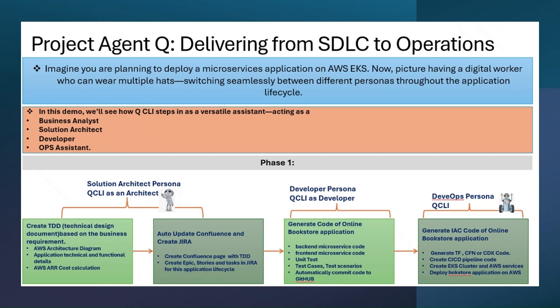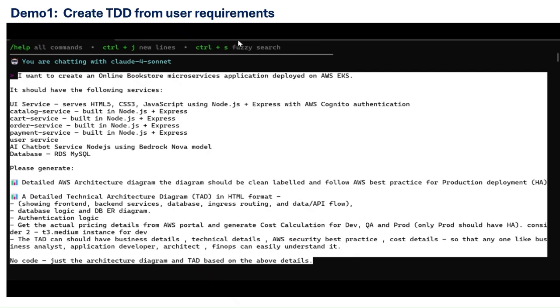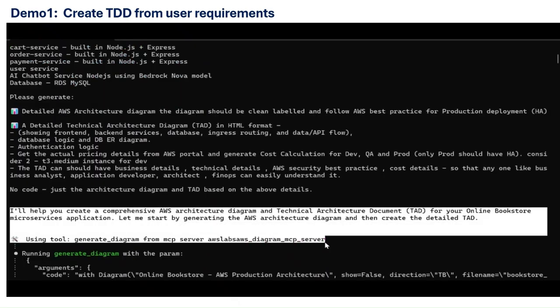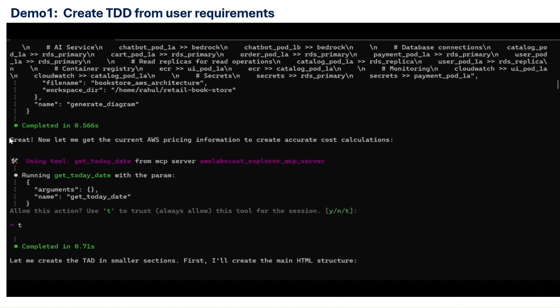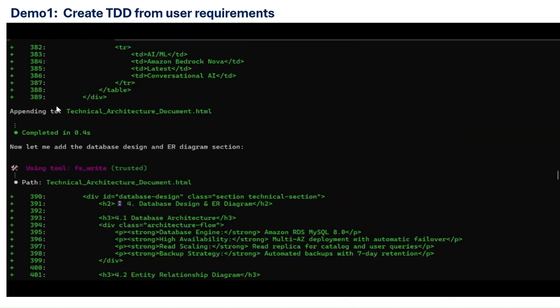Hi, my name is Rahul, and today I am introducing Project Agent Q, delivering from SDLC to operations. As an AWS practice architect, I regularly interact with multiple AWS teams and customers on a day-to-day basis.